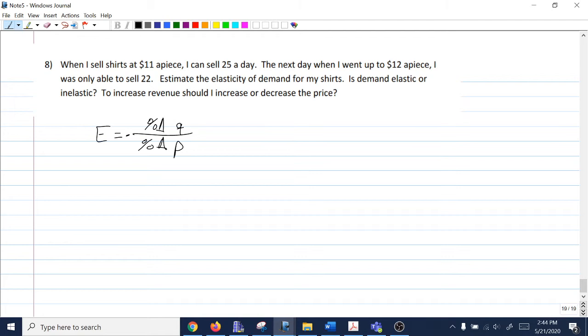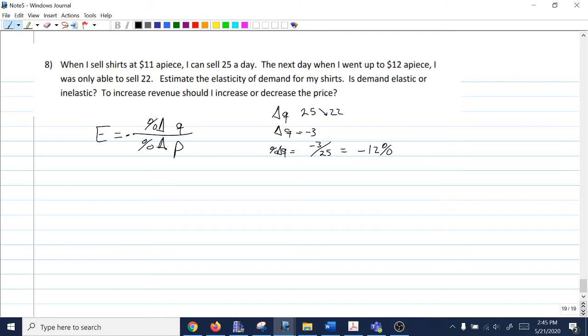How much did our quantity change? Our quantity went from 25 down to 22. So our change in quantity is -3. But what is that as a percent? I lost 3 out of, I started with 25. 3 out of 25 is -12%. Sales went down by 12%. I need to be able to work out a percent.